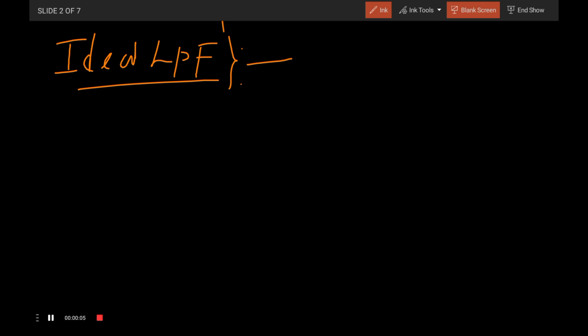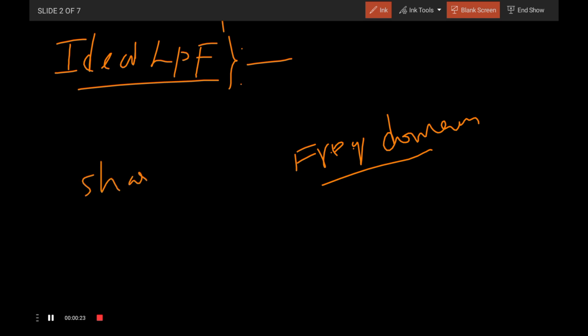In this video, we are going to see about image smoothing in the frequency domain. Frequency domain smoothing means that here two important points are sharp edges. Sharp edges contribute high frequency. Sharp edges means high frequency.